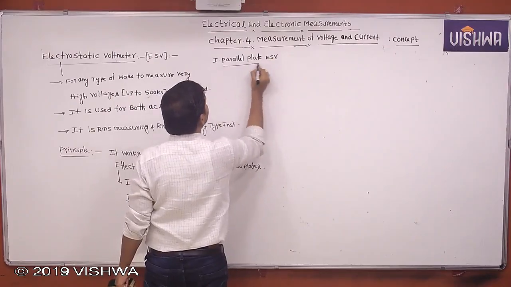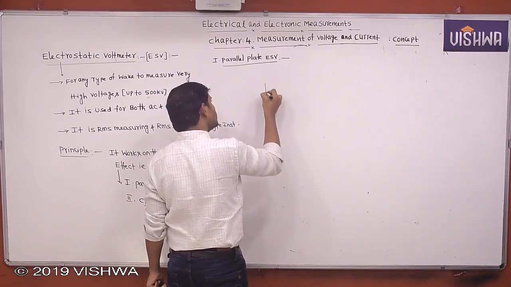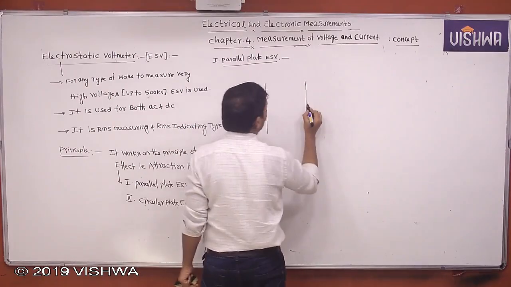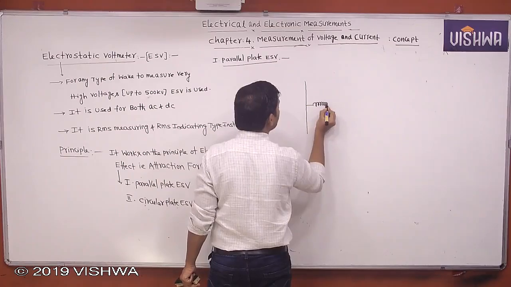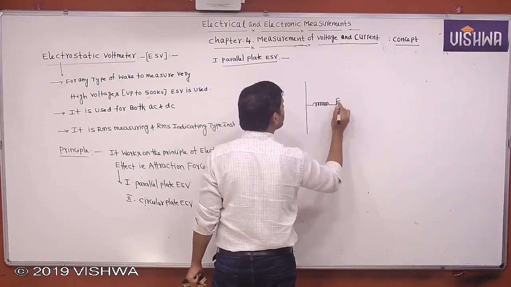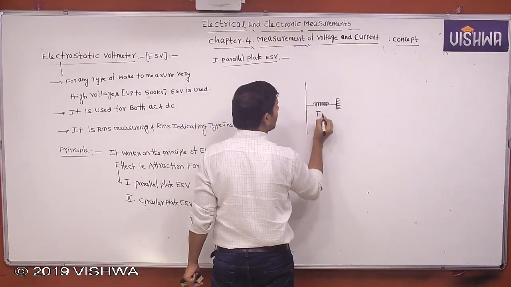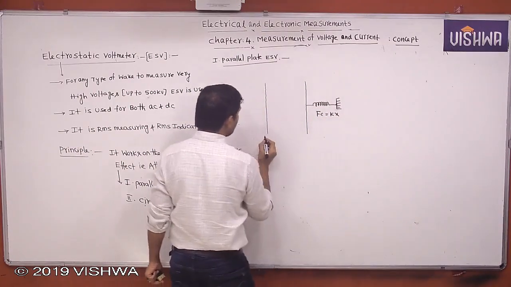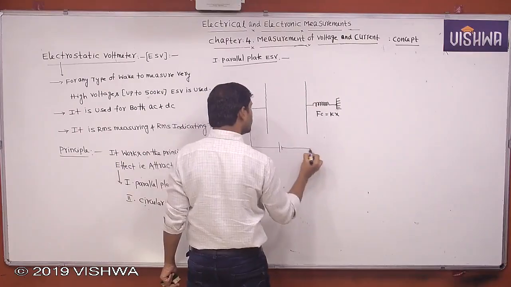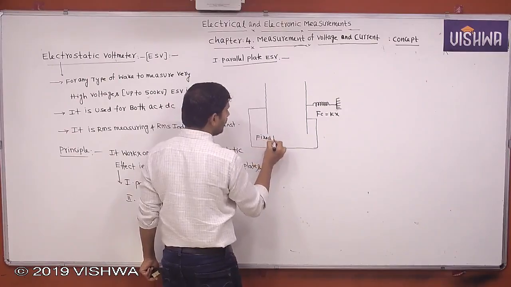With respect to the parallel plate electrostatic voltmeter, it consists of two plates like this. One is a fixed plate, another one is a movable plate. For this movable plate, we apply the controlling torque, that is a spring control. Here we use helical springs. In this case, the controlling force Fc equals Kx. Now we apply the voltage across these two plates.